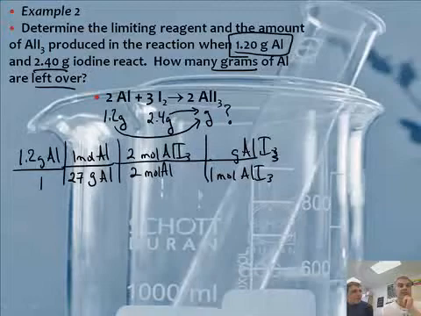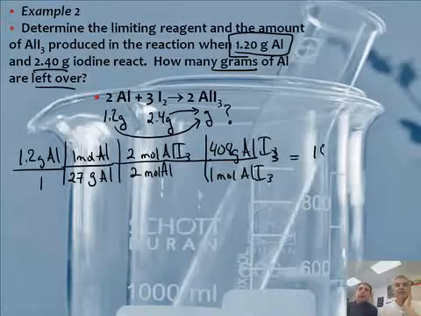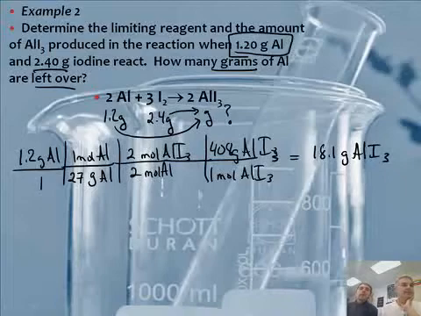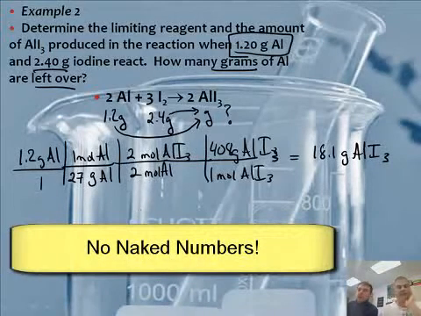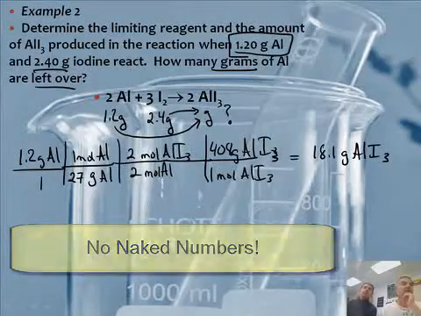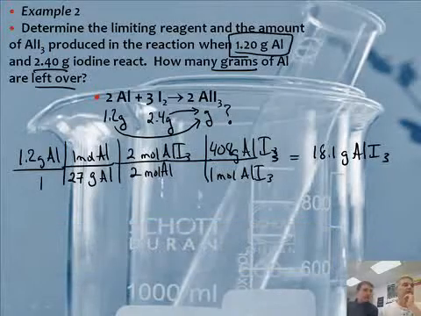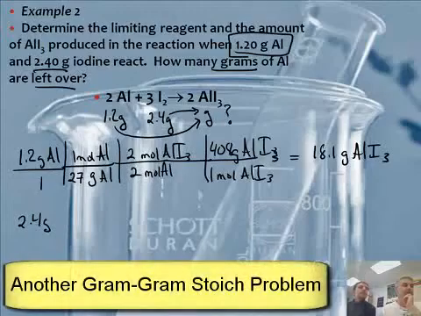Now the molar mass of that would be what? 408. Bet you didn't know that one off the top of your head this time. Mr. Sams, I did not know. So now when you do the math, Mr. Sams, 1.2 divided by 27 times 2 divided by 2 times 408 is what? 18.1. 18.1 grams of aluminum iodide. No naked numbers, no partially clad numbers. We want full Victorian garb on those numbers. Head to toe, neck to ankle.